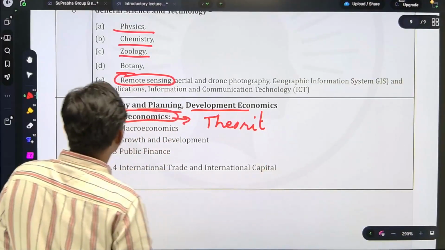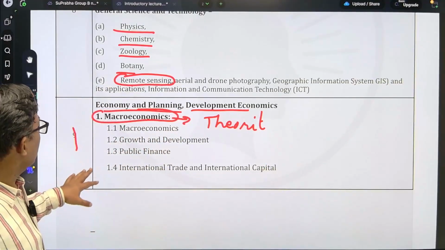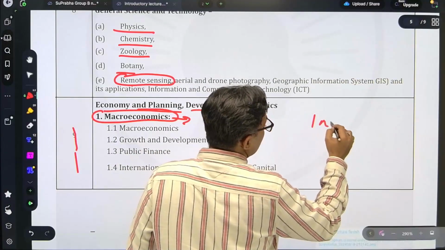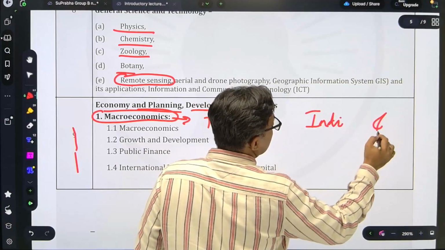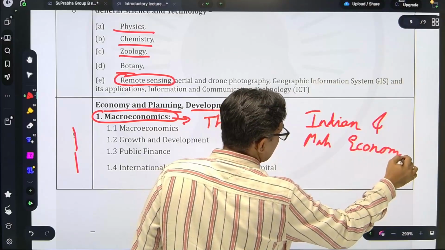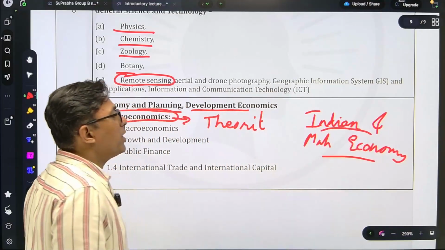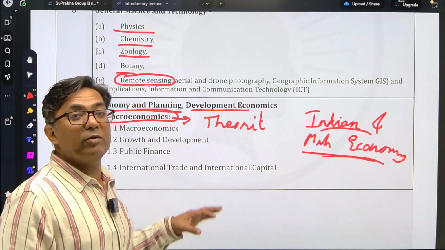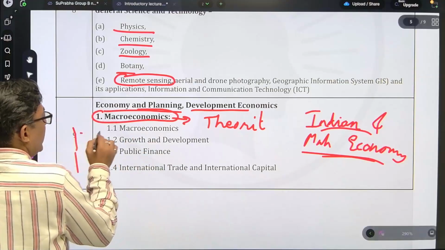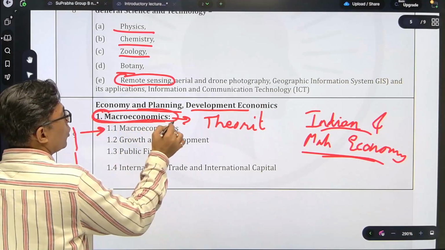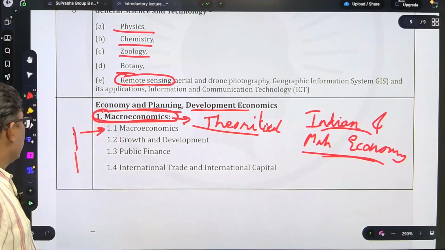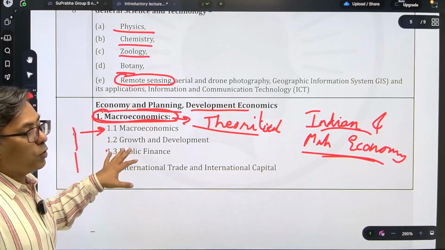Okay, the theoretical part of economy. And the second part you have over here is Indian and Maharashtra economy. The second part is India and Maharashtra economy, the same topic which you had for prelims. So the only addition in economy you have is macroeconomics. That is the theoretical part. That is the only additional part you have over here, macroeconomics. The rest is all the same.